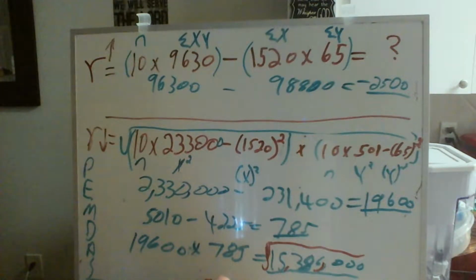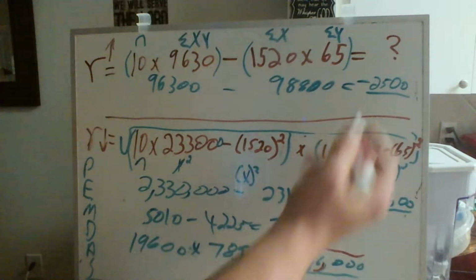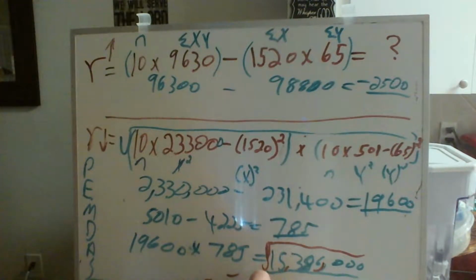R now equals, all right, we got negative 2,500, right? We need to square root this number. That gives us 3,922.5, and that yields negative 0.637.